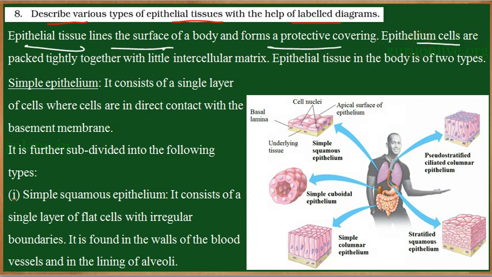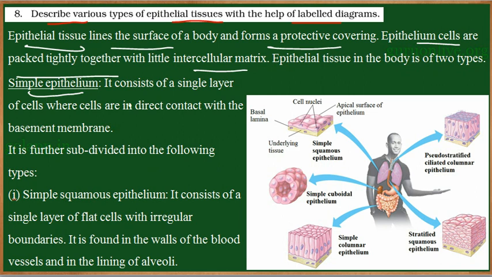These cells are packed tightly together with little or no intercellular space. So observe these images. The cells are so closely arranged that the intercellular space, the gap, is not present between them. And epithelial tissue in the body is arranged in two different ways. Some are called simple epithelium and some are called compound epithelium.